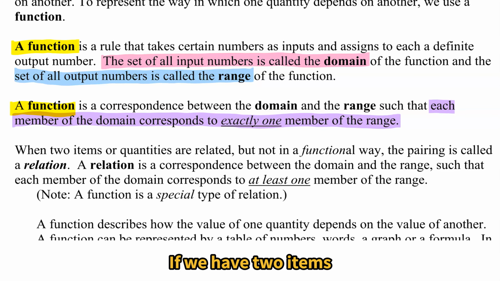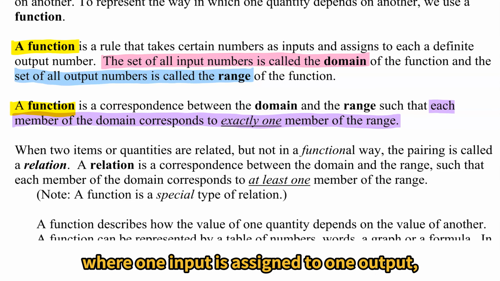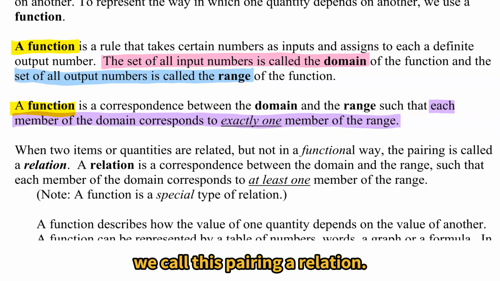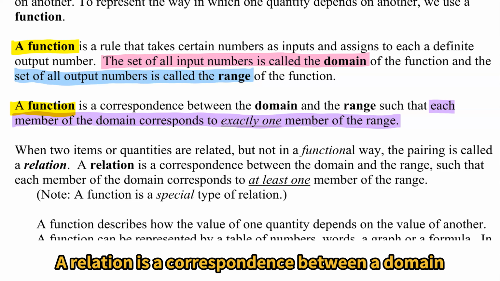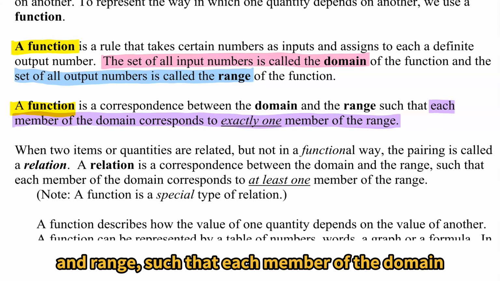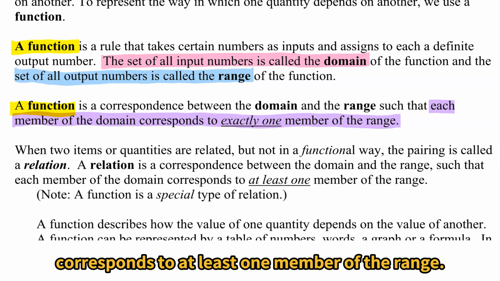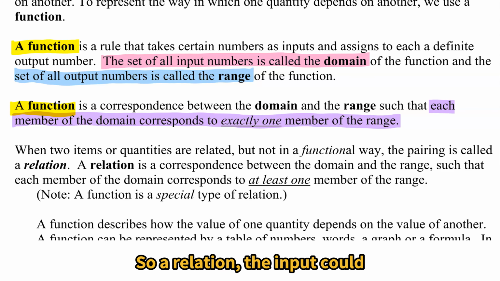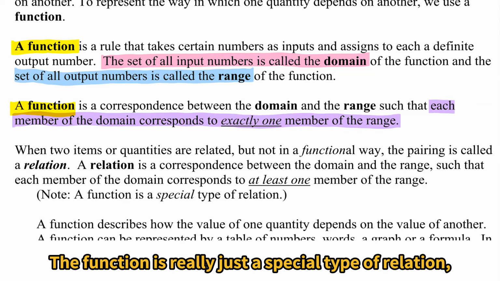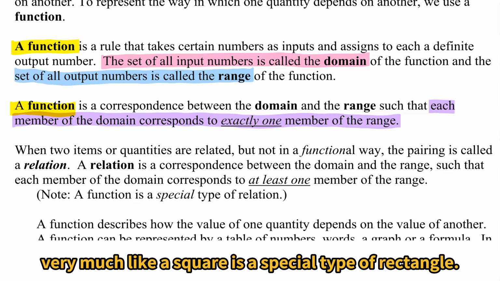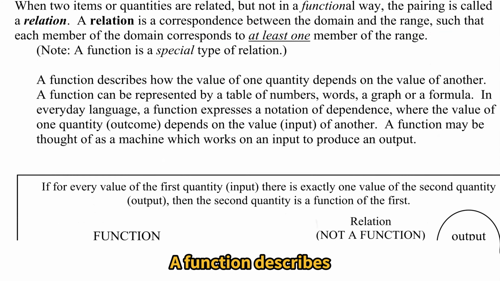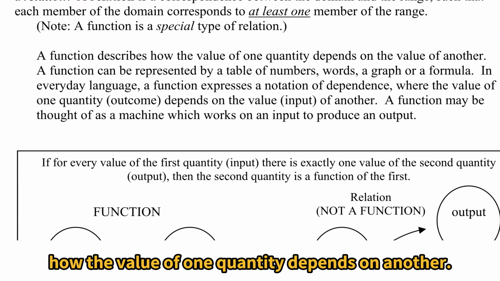If we have two items or two quantities that are related but not in this functional way, where one input is assigned to one output, we call this pairing a relation. A relation is a correspondence between a domain and a range, such that each member of the domain corresponds to at least one member of the range. So in a relation, the input could have more than one output. The function is really just a special type of relation, very much like a square is a special type of rectangle. A function describes how the value of one quantity depends on another.